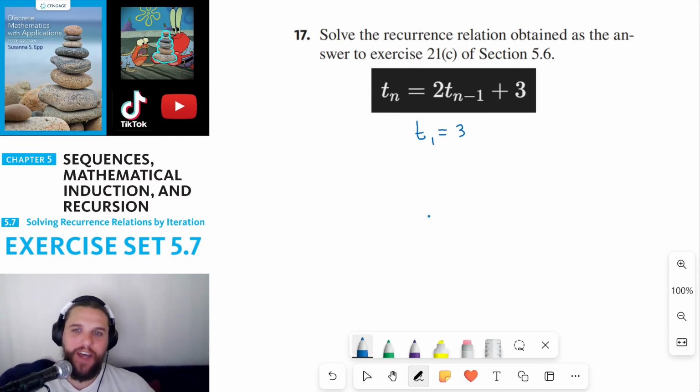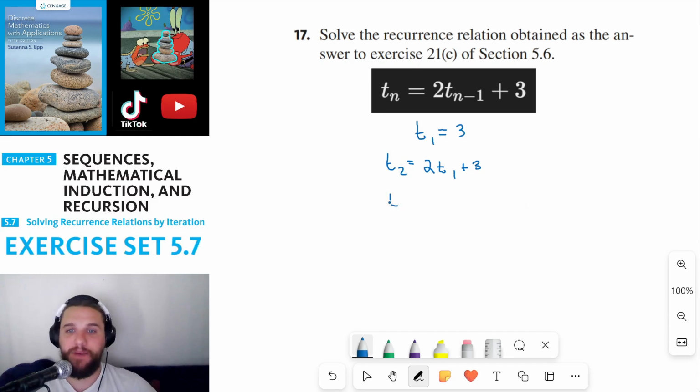The way we're going to do that is we're going to solve for t sub 2 in terms of t sub 1. So according to the recurrence relation, t sub 2 equals 2t sub 1 plus 3. Now I'm going to leave that as is. I'm not going to plug in t sub 1 equals 3, and that's the whole iteration process. We'll do that at the very end after we generalize.